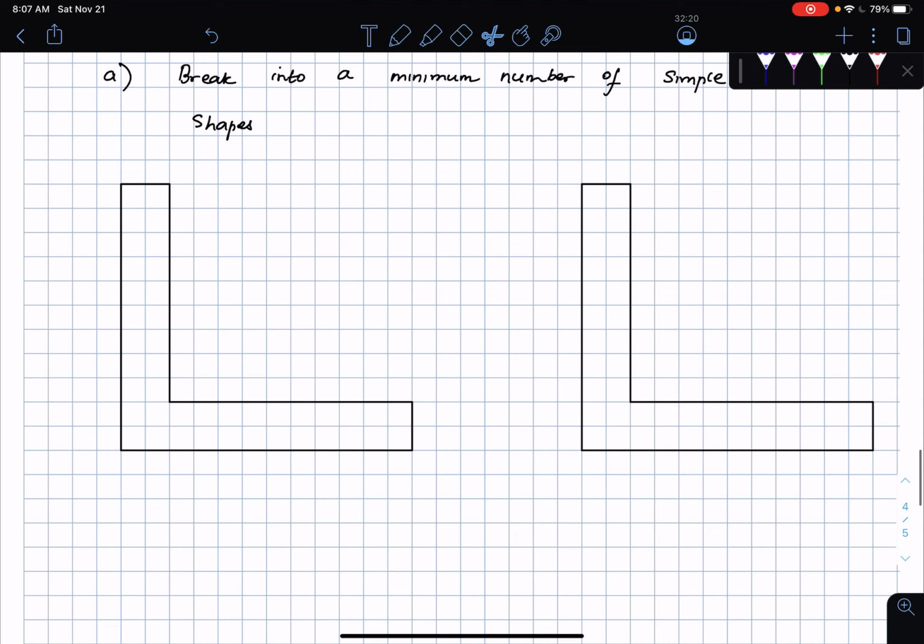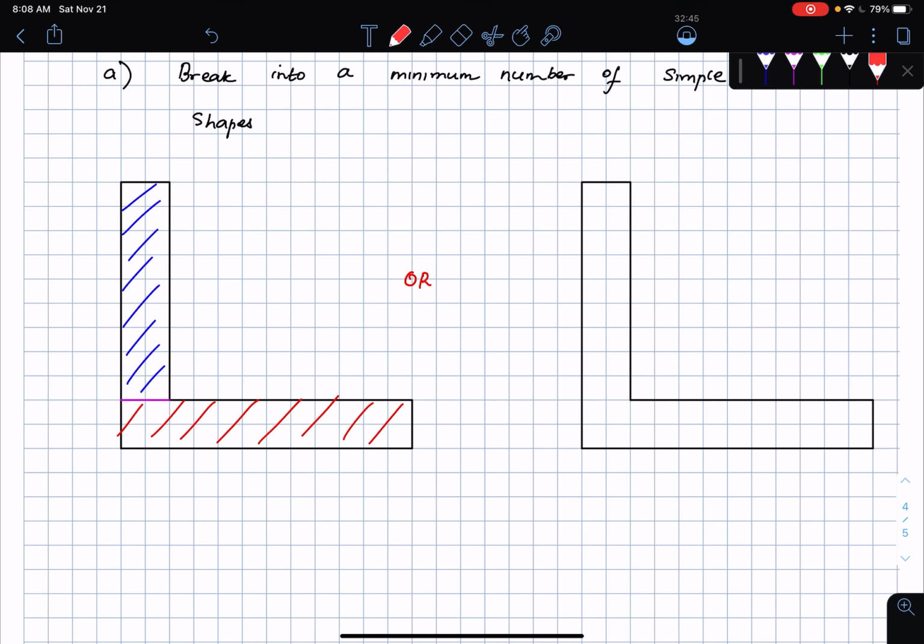So I can either do it this way, where I say, okay, I'm going to complete this by saying this is a set of two rectangles here. So this is going to be one rectangle here, as you can see, and then I'm going to have the other rectangle here. This is one way of doing it, or I can do it this way as well.